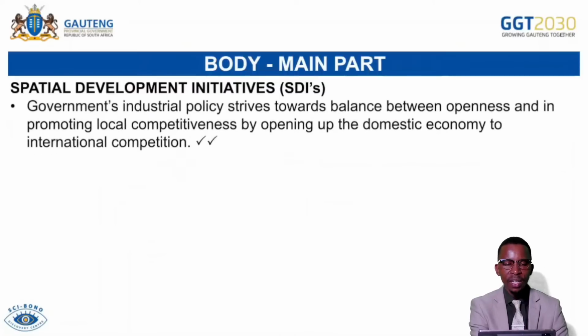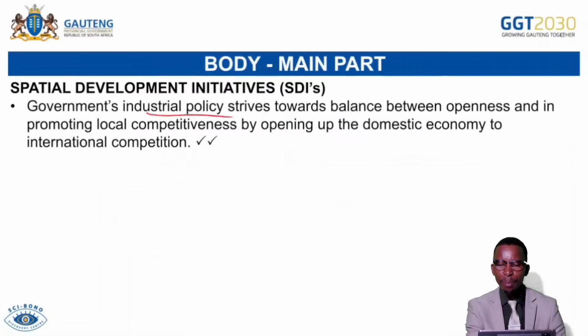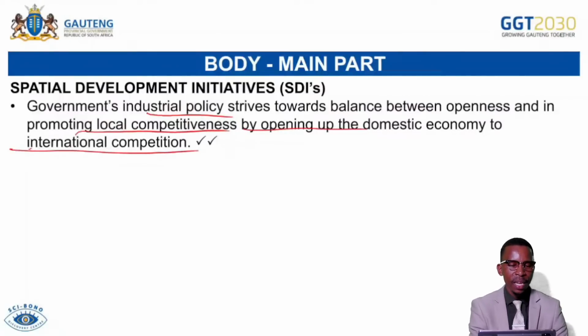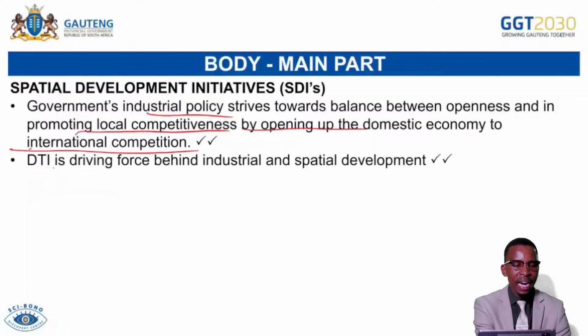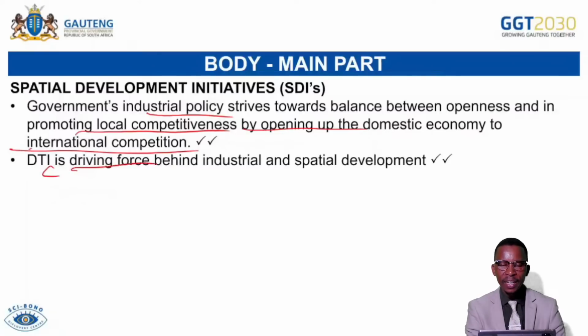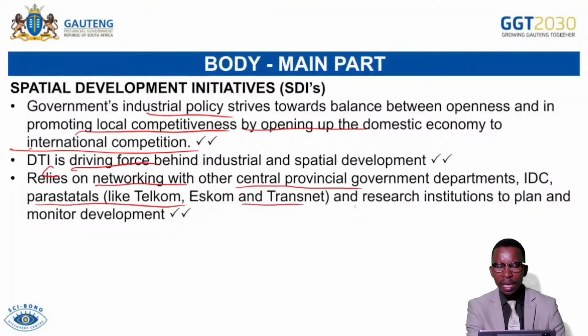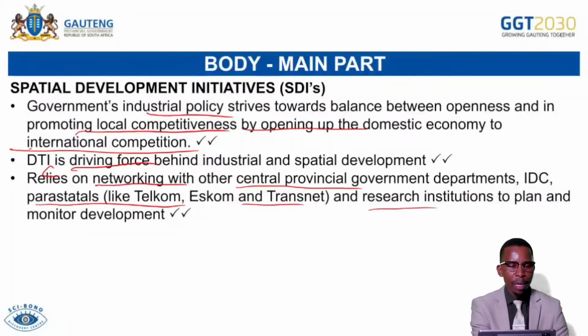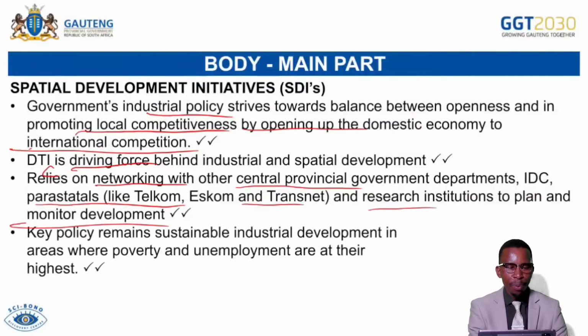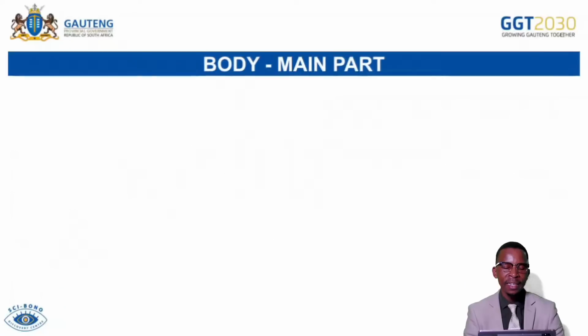Government industrial policies strive towards balancing between openness and promoting local competitiveness by opening up the domestic economy to international competition. And then the DTIC, by the way, is the driving force behind industrial and spatial development. It relies on networking with other central and provincial government departments, parastatals like Telkom, Eskom, and Transnet, and research institutions to plan and monitor the development. The key policy remains sustainable industrial development in areas where poverty and unemployment are at their highest level.